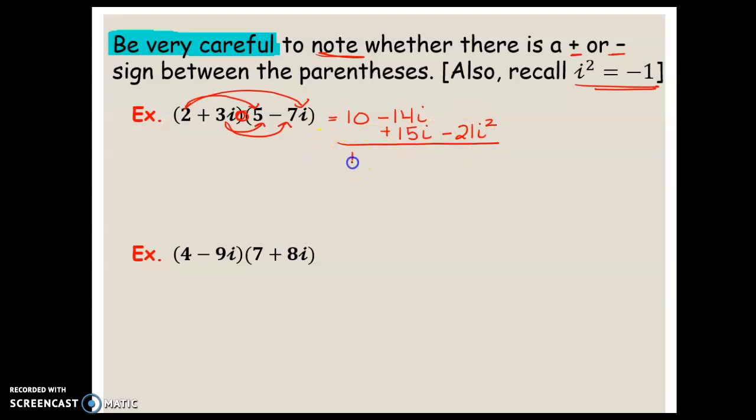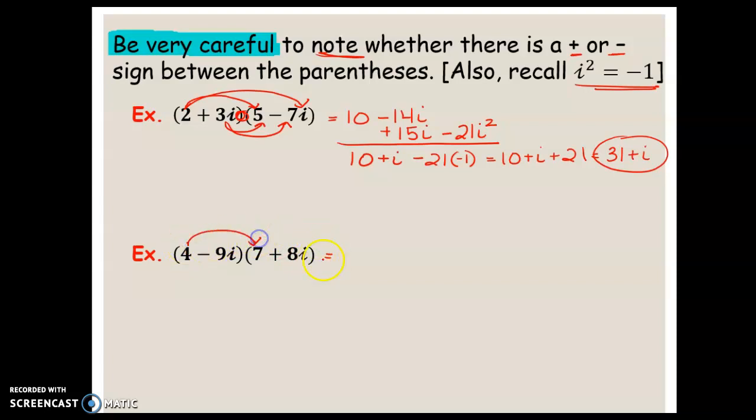So when you do this, you will have 10, negative 14i, and positive 15i, which is positive i. This is negative 21 times negative 1. So you end up with 10 plus i plus 21, or 31 plus i. You will always end up with the same a plus bi form that you started out with. You should not have an i squared involved.